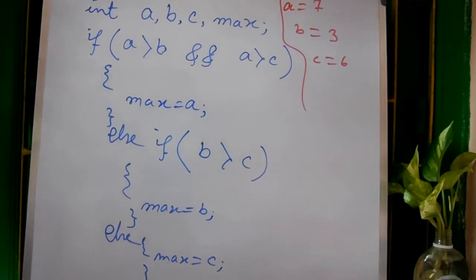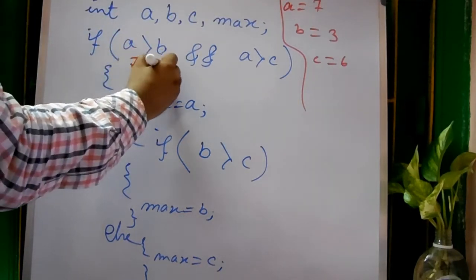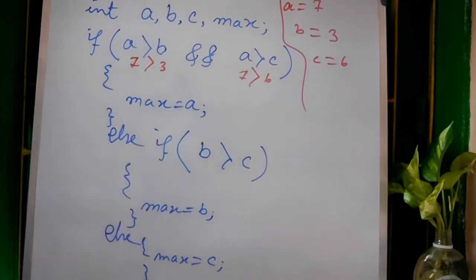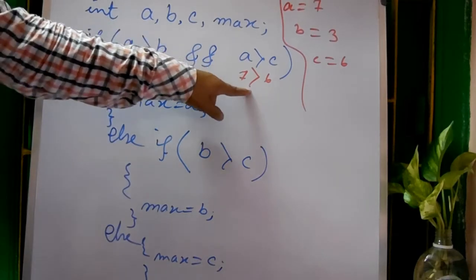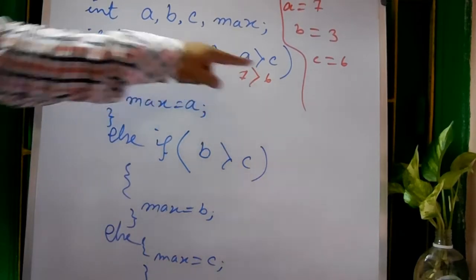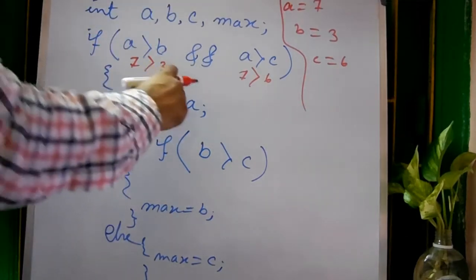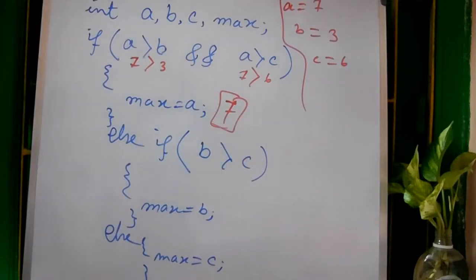So on that time what is happening? We are checking is 7 greater than 3 and 7 greater than 6. This is true, 7 is greater than 3. This is also true, 7 is greater than 6. So that means the if block will execute, that is max is A. A means 7. So max is 7. We have got it, that's all.